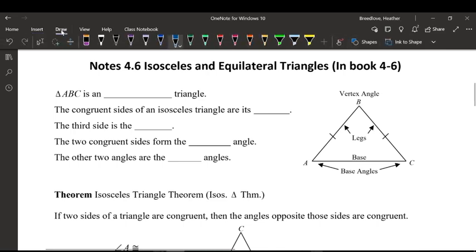All right, so here if we have triangle ABC, in this case we can tell because this side and this side are marked the same. This is an isosceles triangle. The congruent sides of an isosceles triangle are its legs. And the third side is the base.